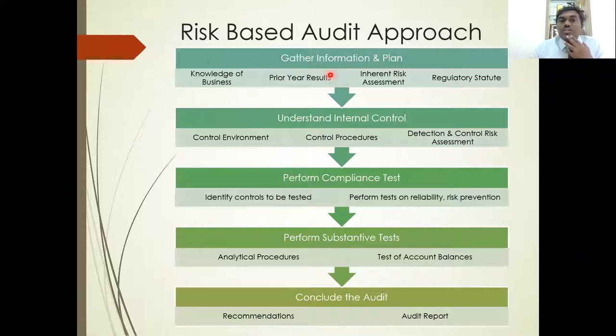So how do you do a risk-based audit? There's a very nice chart where you can get the entire picture. First, gather the information and plan. Get the knowledge of business. Very, very important. Knowledge of the business is the first step. One of the questions they'll ask you is, which of the following is the first step followed in the risk-based audit approach? Whatever may be the option, knowledge of the business is the first. Prior results, inherent risk assessment, regulatory requirements, all those things come later.